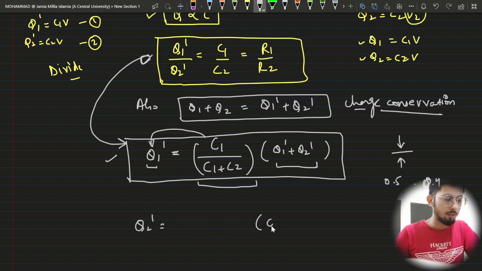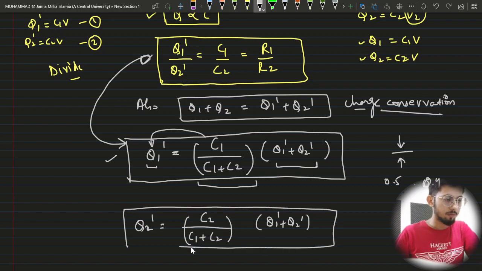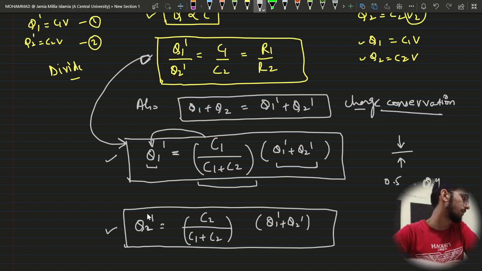Again, that will be some part of Q1 dash plus Q2 dash, and Q2 dash will be proportional to C2. That's why C2 will be in the numerator and the whole sum in the denominator. This is the individual value of Q1 dash and Q2 dash.